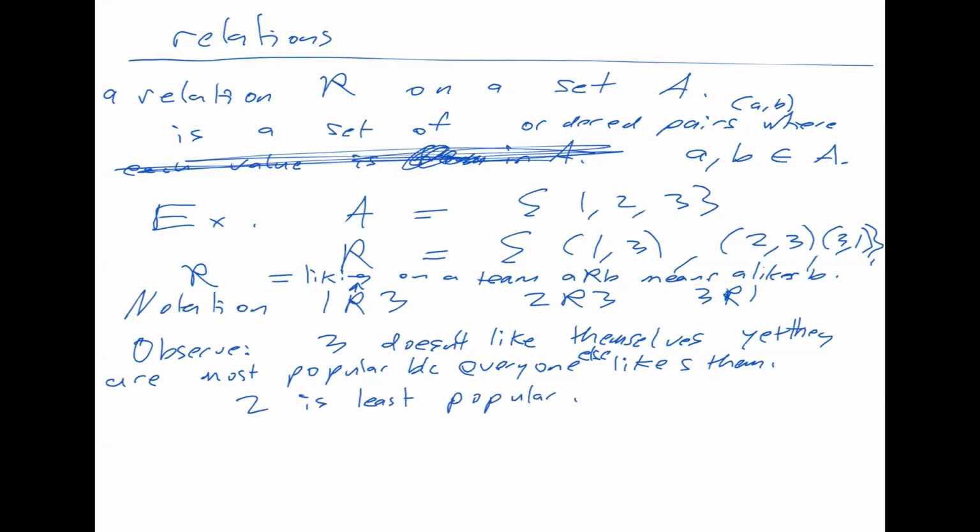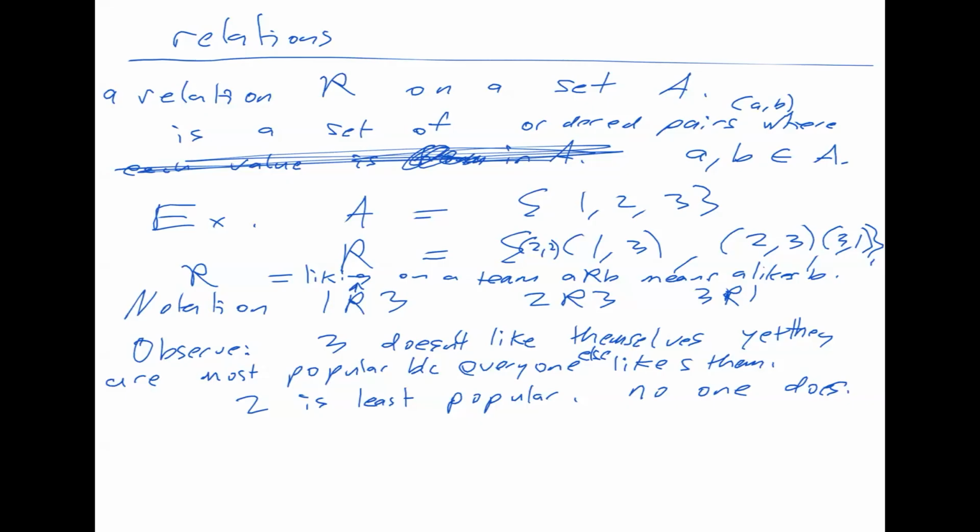2 is least popular. Who likes player number 2? No one. No one does. Not even themselves. Now, if I wanted to have a little bit more fun with it, I could add the point 2, 2 into the set. So if I put 2, 2 into the relationship, what does that mean? 2 likes player 2, but nobody else does.